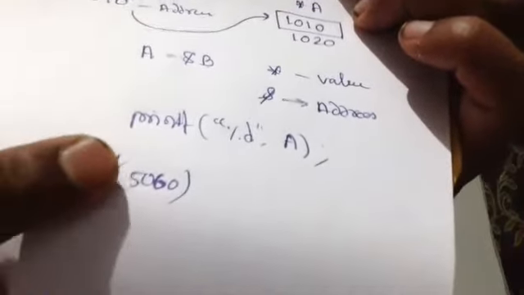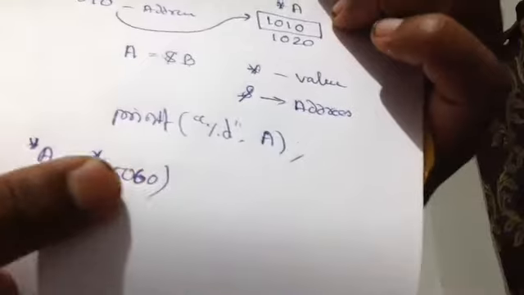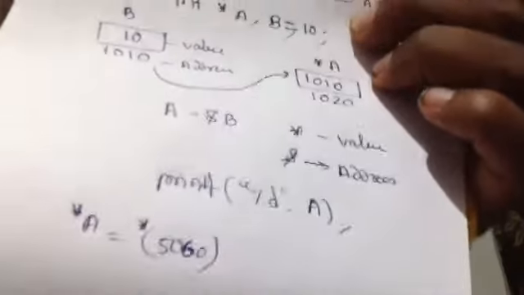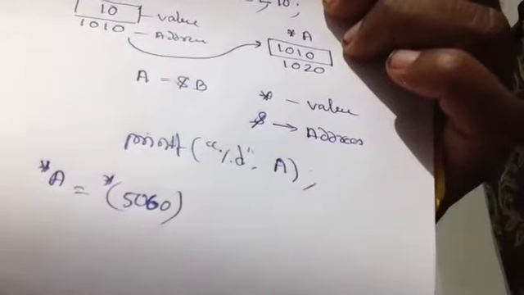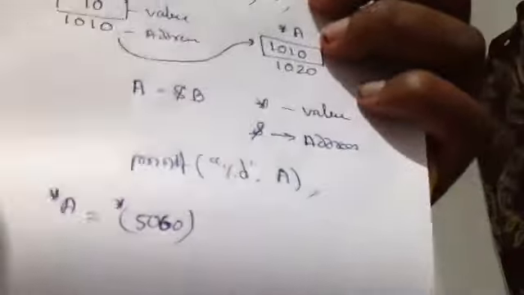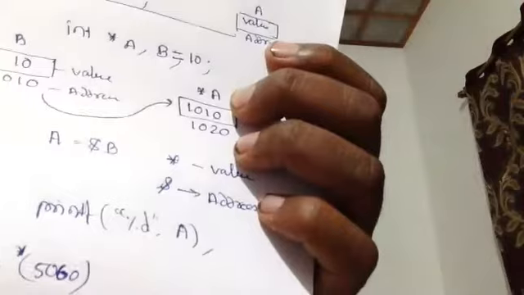Within this address, what is available? What is the address? 5060. Within 5060, what is there? 10. So the last one will give you 10. Okay, so this is the result.